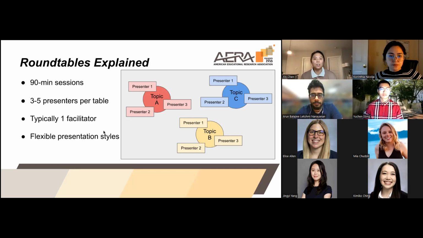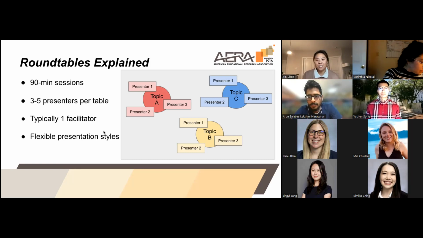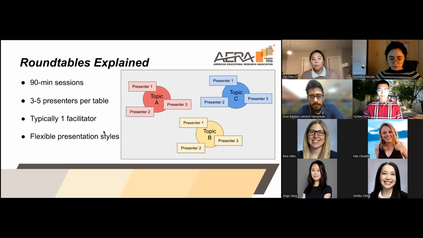Now, I looked up the specs on what to actually expect from AERA. So these are 90-minute sessions, and at each table, there are going to be about 3 to 5 presenters. In addition to those presenters at the table, you'll typically have a facilitator who will help with timing, who you can go to if something's wrong or you can't find your place or you need some help with anything. And then you'll also have your audience members sort of sitting at the table with you or sort of crowding around the table to kind of listen into your presentation.